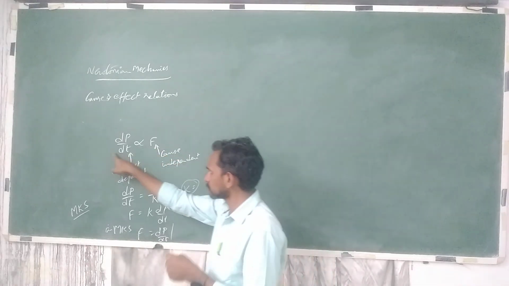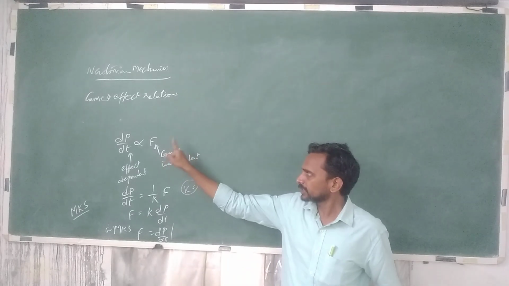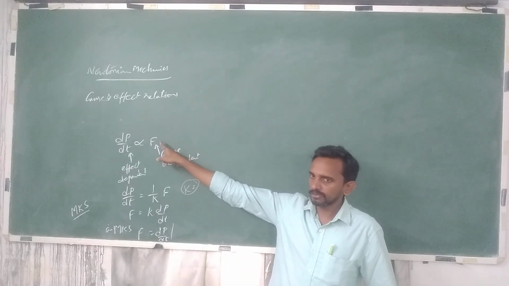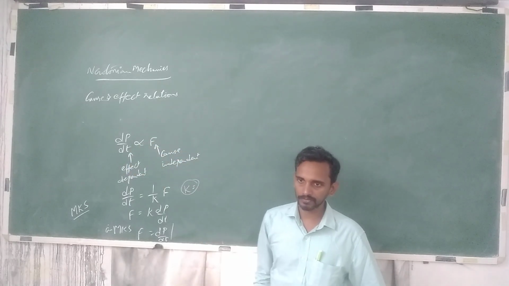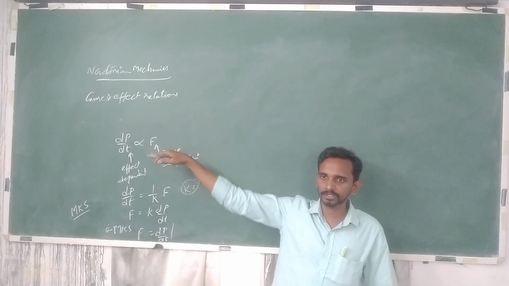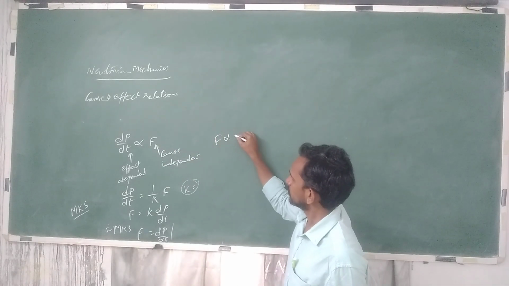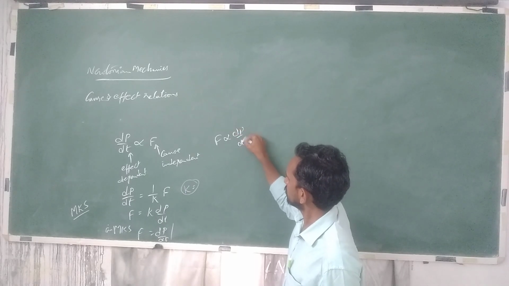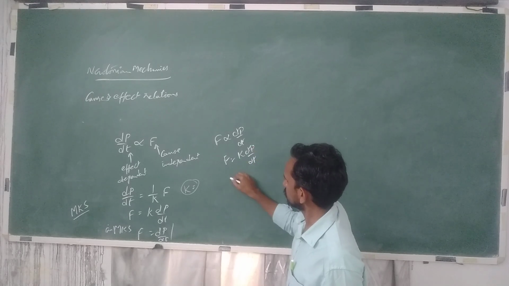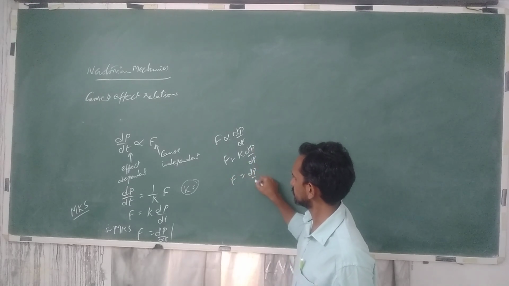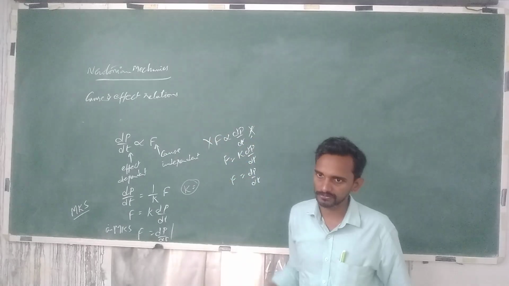So as long as you write the equations in terms of proportionalities, you must ensure the independent variable is on the right side and the dependent variable is on the left side. Then only it will have a valid meaning in physics. You cannot write F is proportional to dp by dt and F is equal to k times dp by dt. So F is equal to dp by dt. This is not valid. This has no meaning in physics.